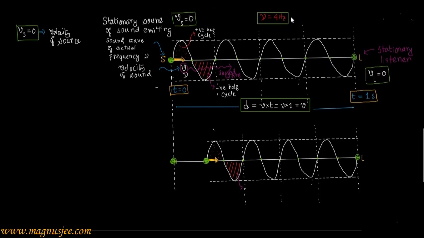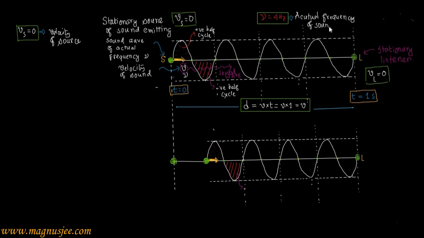Now the actual frequency of the sound wave is nu, which is 4 Hz. According to the diagram, the sound wave completes 4 oscillations between the stationary source and listener. That's why nu is equal to 4 Hz, the actual frequency of the sound wave emitted by the source of sound. We can denote the first oscillation, the second oscillation, the third oscillation, and the fourth oscillation of the sound wave, which are contained within this interval of time. That means 4 oscillations are contained within the distance d is equal to v.